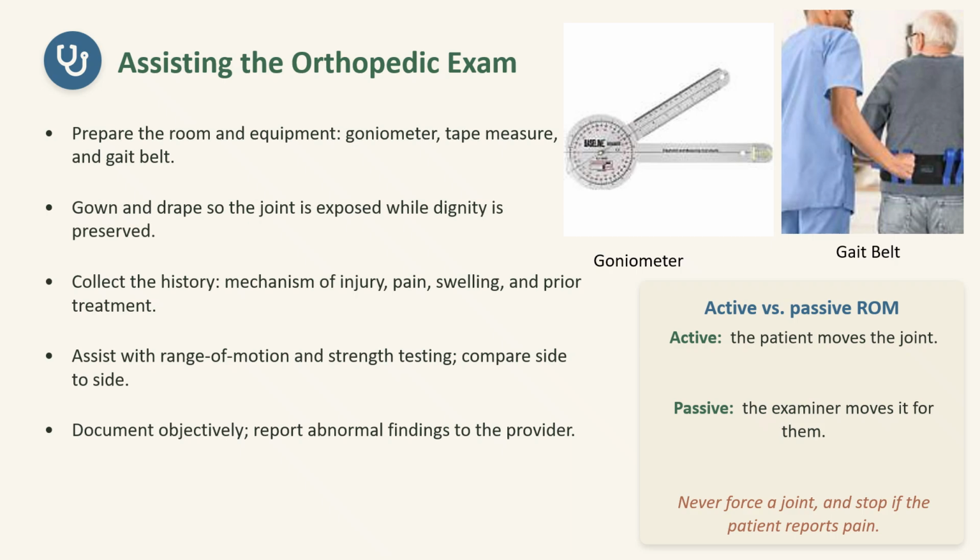Assist with range of motion and strength testing, and always compare the injured side to the uninjured side. The patient's own normal is the reference point. The card explains the ROM, or range of motion, distinction you'll use daily. In active range of motion, the patient moves the joint themselves. In passive range of motion, you or the provider move it for them.